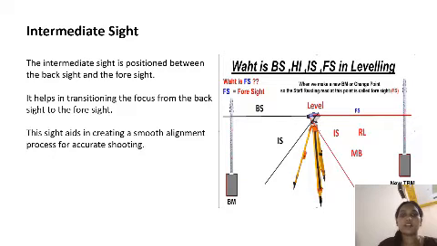Intermediate sight. The intermediate sight is positioned between the backsight and the foresight. It helps in translating the focus from the backsight to the foresight. The sights assist in creating a smooth alignment process for accurate shooting.